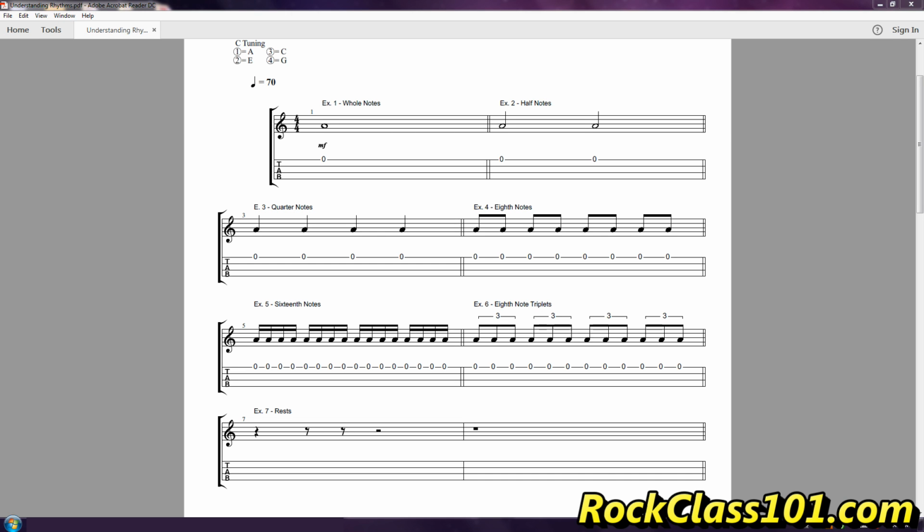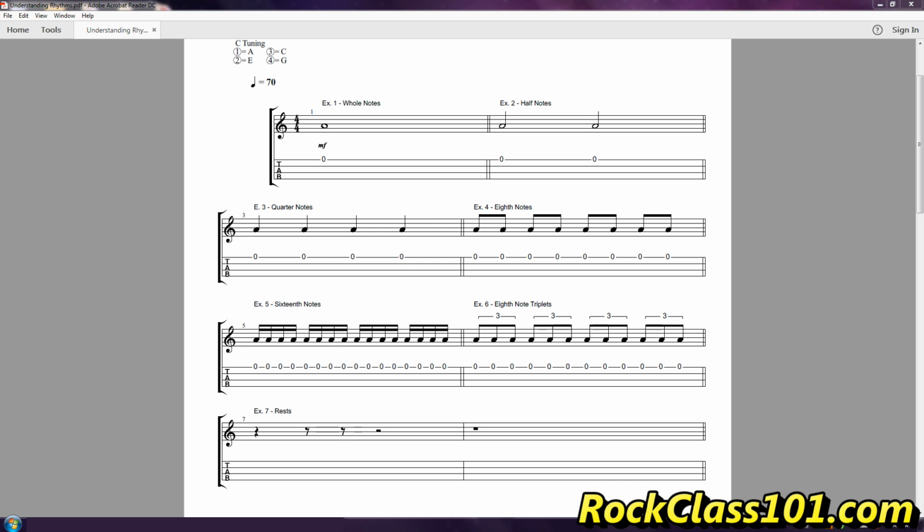1 and 2 and 3 and 4 and 1 and 2 and 3 and 4 and. Right? Let's slow that down. 1 and 2 and 3 and 4 and 1 and 2 and 3 and 4 and. So now we're going to move on to 16th notes, right? And we're going to do this one slow. Our 16th notes we're counting as 1 E and a 2 E and a 3 E and a 4 E and a. So our 16th notes, here we go. 1 E and a 2 E and a 3 E and a 4 E and a.